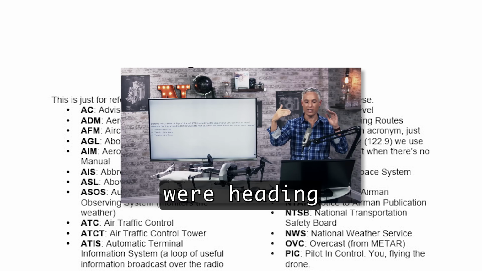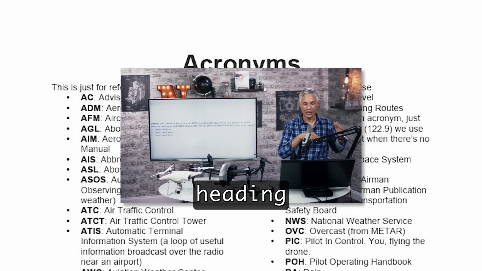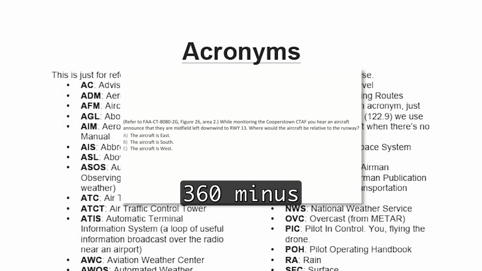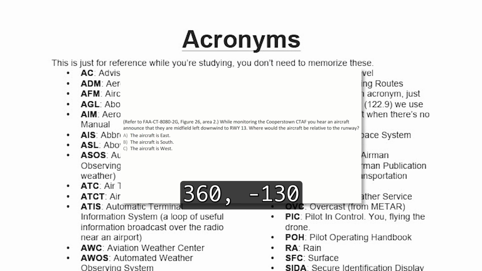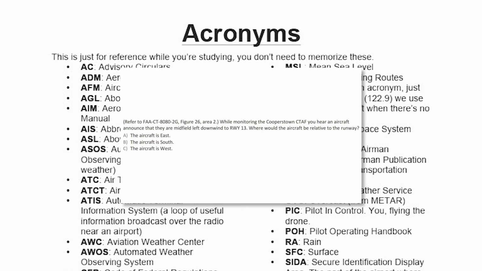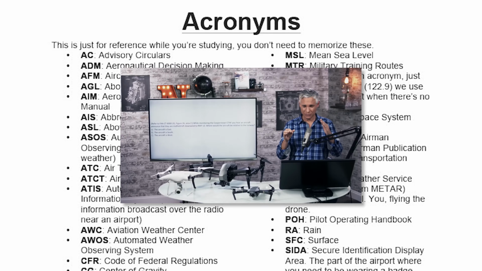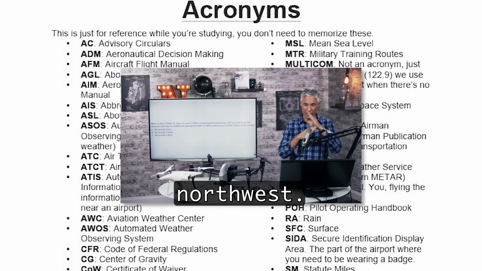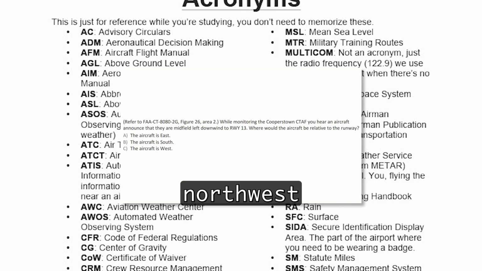So if the plane were heading upwind, they'd be heading 130 degrees. They're heading downwind, so they're heading 360 minus 130 degrees, since there are 360 degrees on a compass, which puts them at 230 degrees. So instead of going southeast, they're going northwest. So now we know the plane is going northwest.